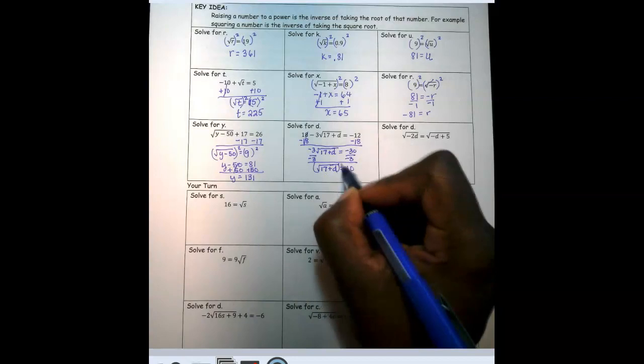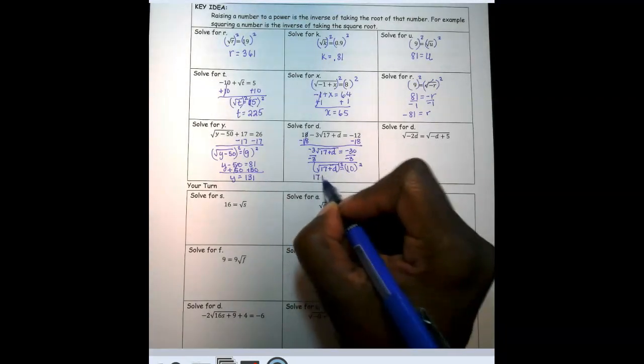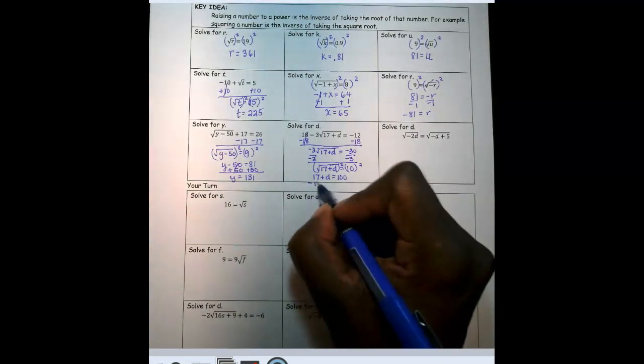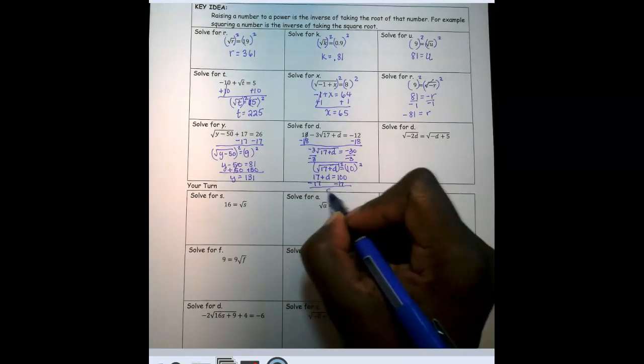Square both sides. And I get 17 plus d is equal to 100. We'll subtract 17 from both sides of the equation. And d is equal to 83.